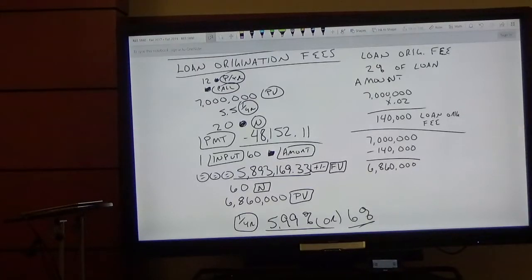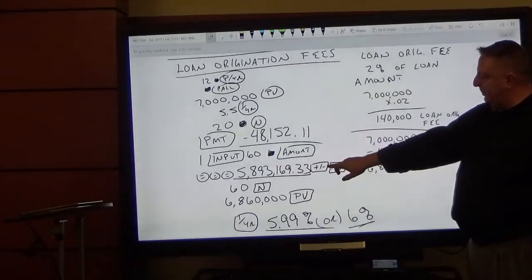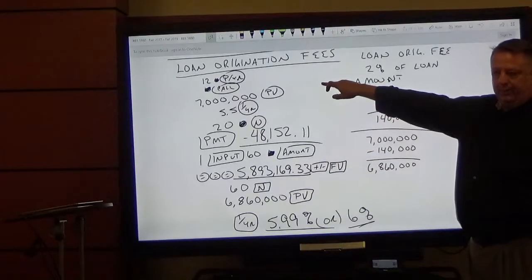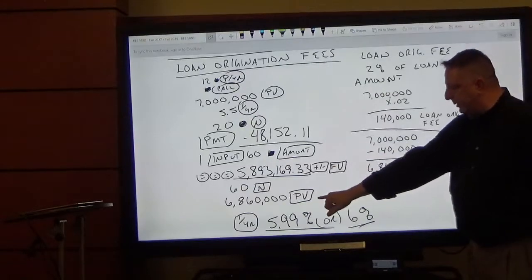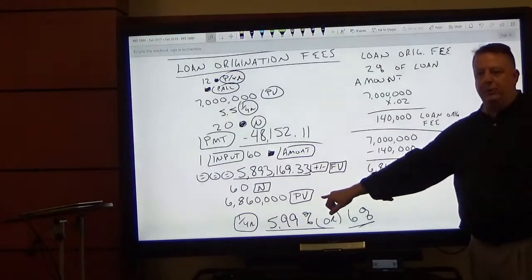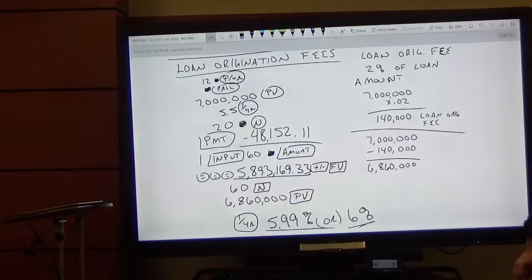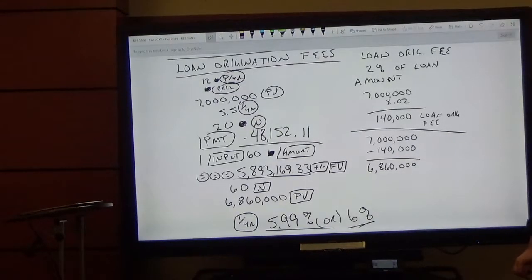So that future value today is based on the 7 million, not on that 6. This payment and this payoff are based on the 7 million. But we have to make an adjustment to that after we've done those calculations, to adjust for the 140,000 that we basically paid in the loan origination fee. Okay?